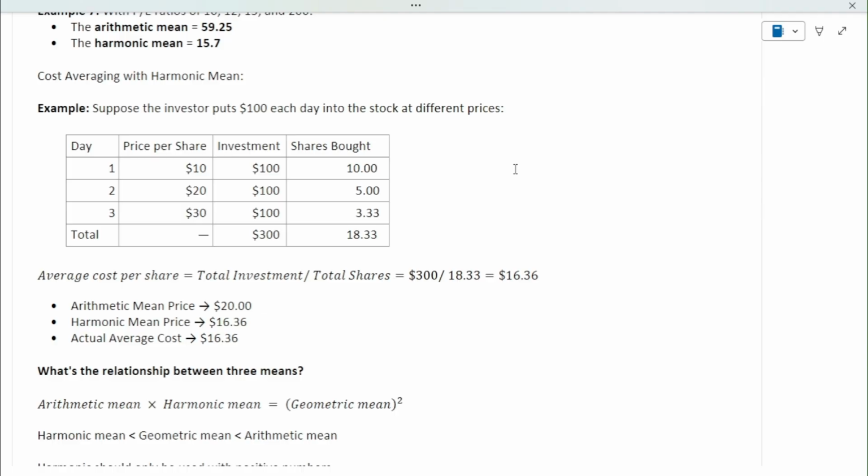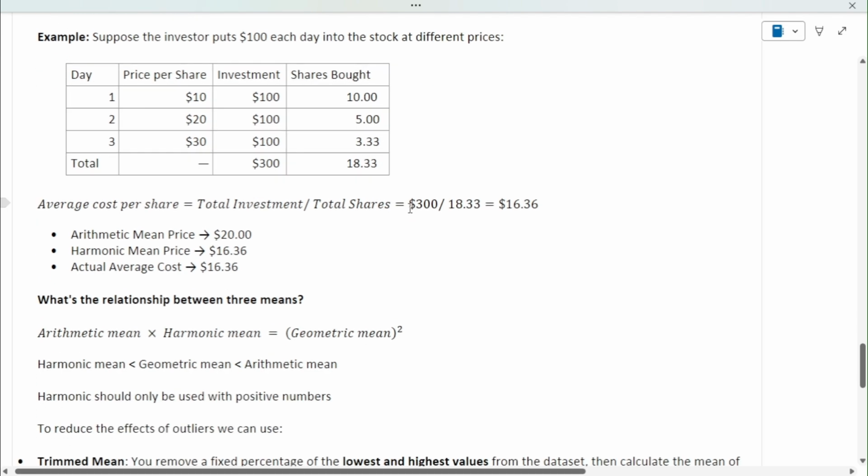per share. Here in this data, we have been given a three-day data set, daily values for price per share and the investment amount, and we calculate shares bought, which is the ratio of investment to price per share. And at the end, we have invested a total of $300, and we've purchased 18.33 shares. So what is the average cost per share?